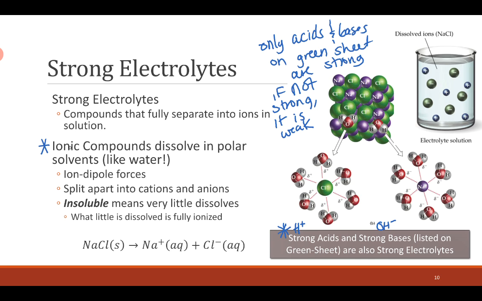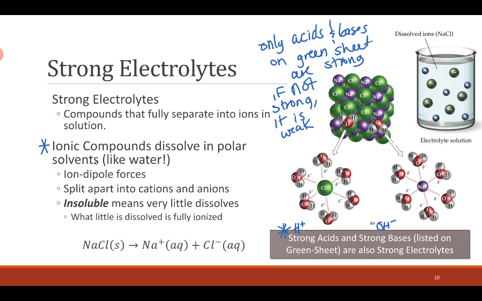So ionic compounds, strong acids, and strong bases are strong. If it is an acid that's not on the green sheet, then it's not a strong acid. That's what we've learned so far. So that's how you can tell if something's a strong electrolyte.